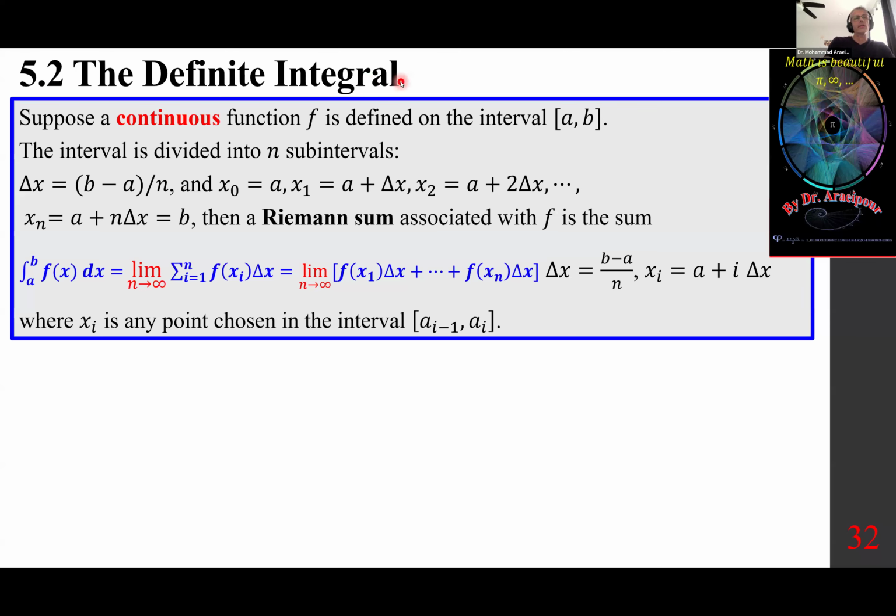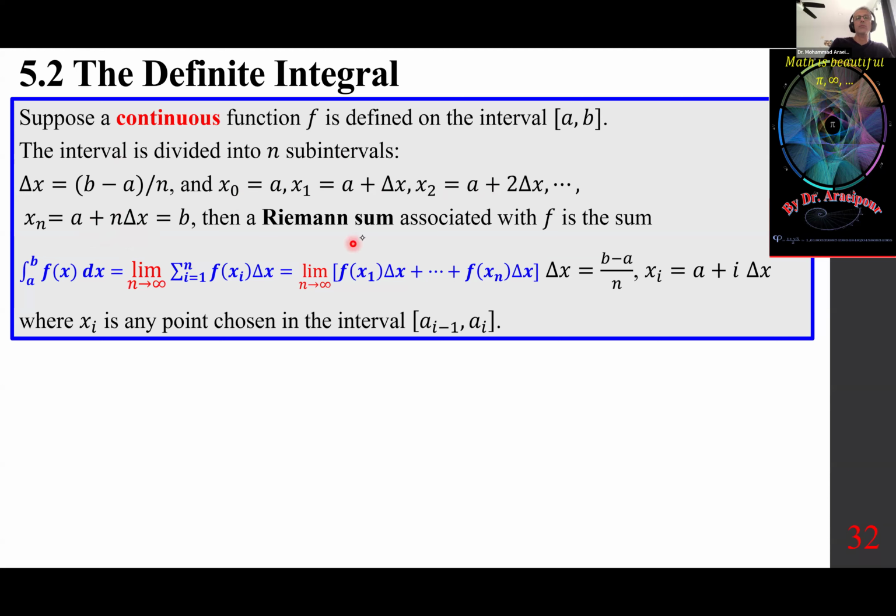The definite integral. Suppose a continuous function f is defined on the closed interval from a to b. The interval is divided into n subintervals. Delta x, the width, will be b minus a over n. x sub 0 is a, x sub 1 is a plus delta x, and it continues all the way to x sub n, which is a plus n delta x, or b.